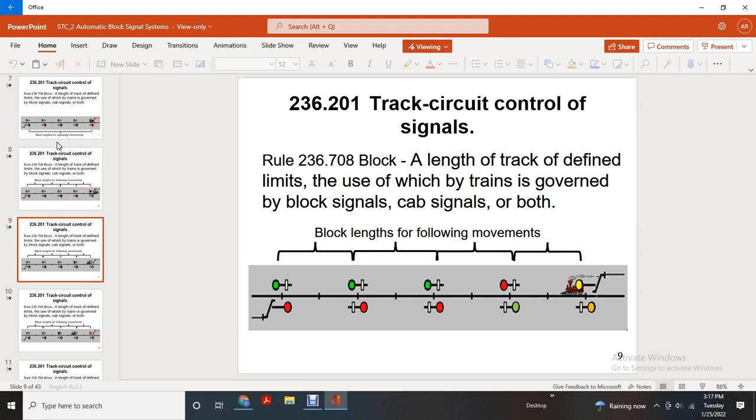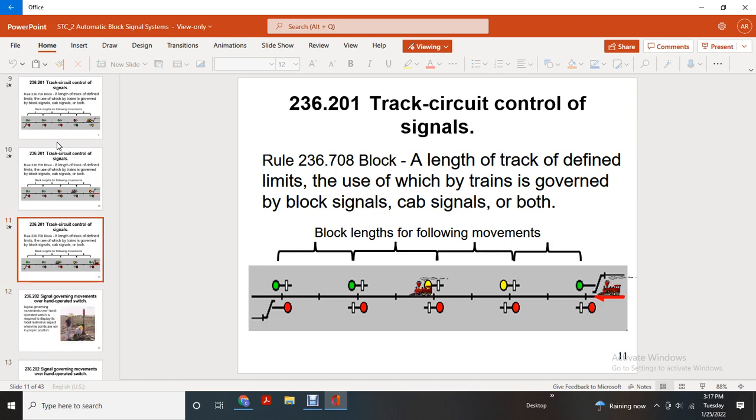Alright, 236.708, block. A length of track defined and limited, for the use of which the train is governed by block signals, cab signals, or both. Block lengths are for following movements.